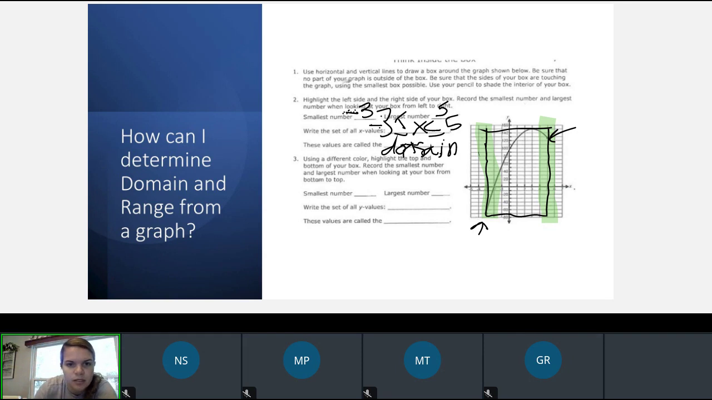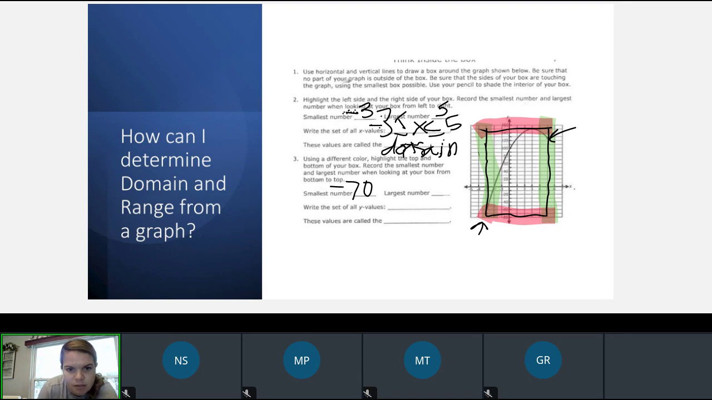Okay, good. So let's go ahead and talk about the next part. It says using a different color, highlight the top and the bottom. Record the smallest number and the largest number when looking at your box from top to bottom. So my smallest number down here is -70.